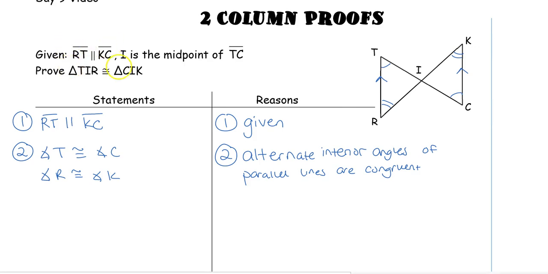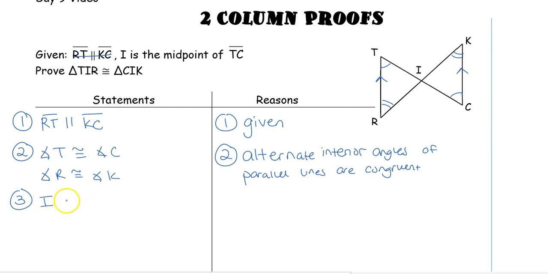Every time you're given a piece of information, you're going to use that given until you have proven something congruent. You can't move on to the next given until you've shown something congruent. And we just did. We showed two sets of angles congruent. So we've used that given. We move on to the next.